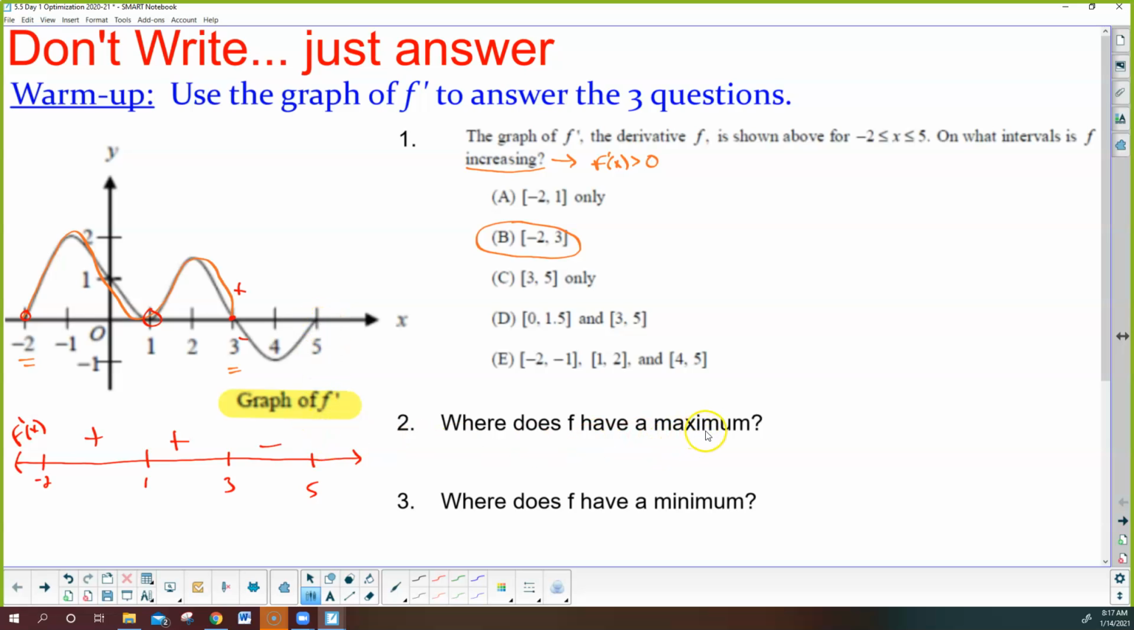So where does f have a maximum? Well, f has a maximum anytime I change from a positive slope to a negative slope. So right here at x equals 3, there's a maximum, and then if I had to justify it, the reason is because f prime of x changes signs from positive to negative.